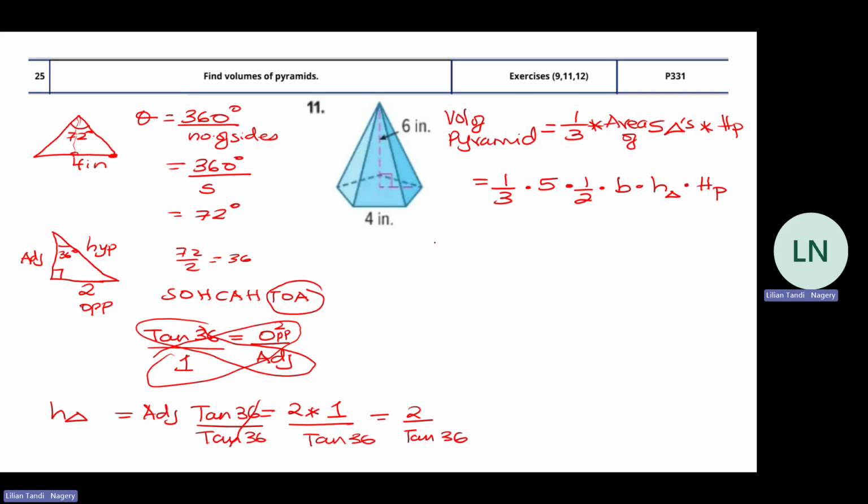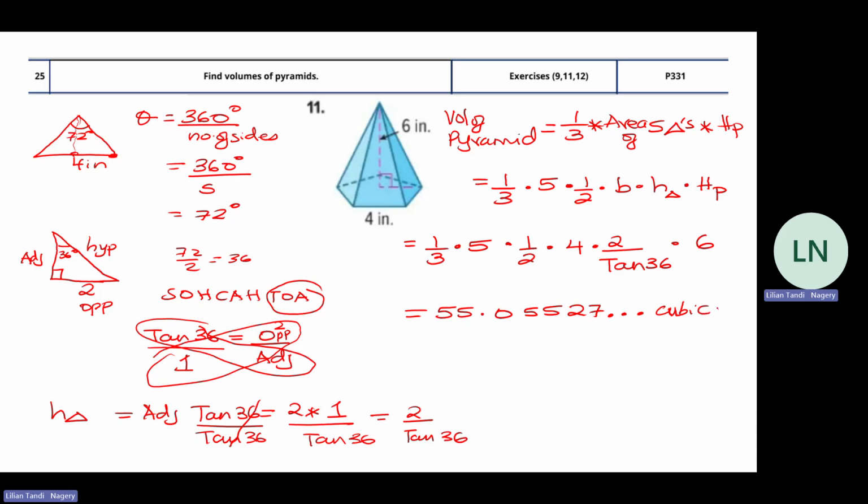Okay, now let's put our values. This is 1/3 multiply 5 multiply 1/2 multiply 4 multiply 2 over tan 36 and then multiply by 6. When you do all this, you should get 55.55, and then you round according to what the question says. This one here, the unit is cubic inches.